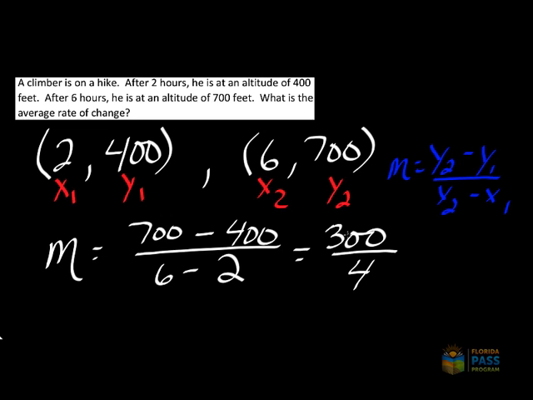So 4 goes into 30 7 times with 2 as a remainder. 4 goes into 20 5 times. So the slope, or the average rate of change, is 75 feet per hour.